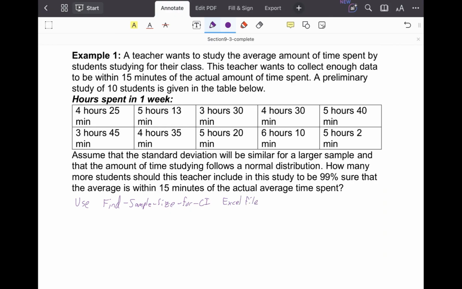And then from there, we have to decide between the two sheets. This one only has two sheets. We have the mean or we have the proportion. And for this one, I look at this word average here. We also have a standard deviation. So that's for the mean. So we need to use the mean sheet.